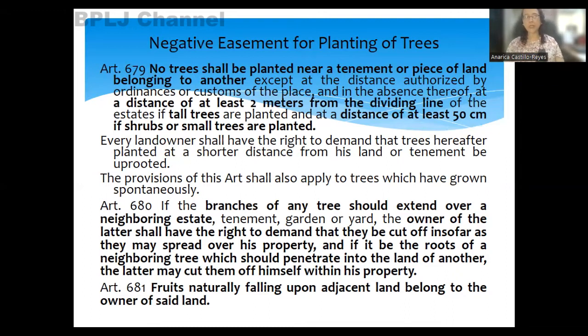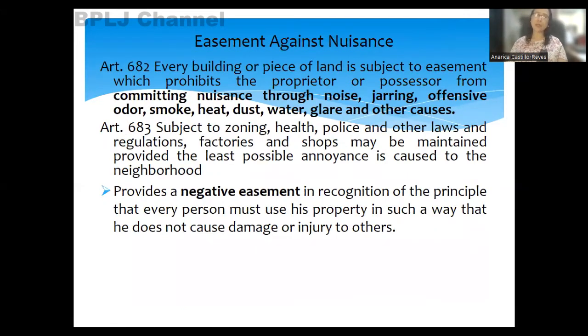Fruits naturally falling upon adjacent land belong to the owner of said land. Remember the word naturally. So you cannot pick up the fruits that penetrate your own land or extend through your land so as to fall naturally. But you have the right to cut the branches, okay, if they extend through your land. So if the branches have fruits within them, then you can always argue that you are cutting the branches, not the fruits. Okay, now we also have the easement against nuisance.